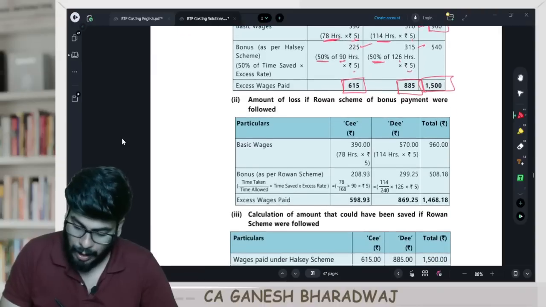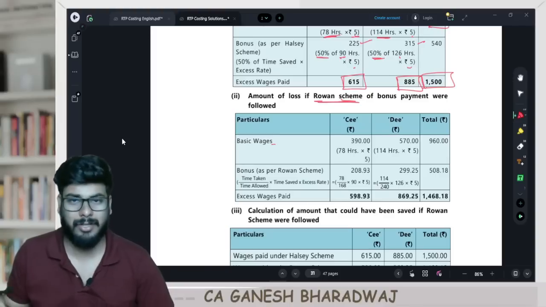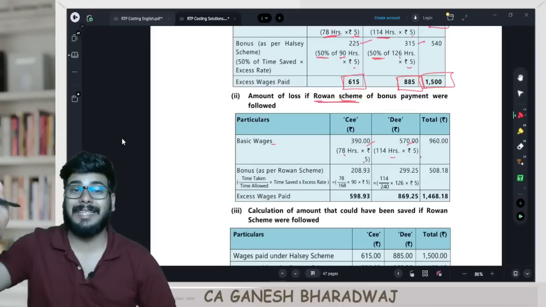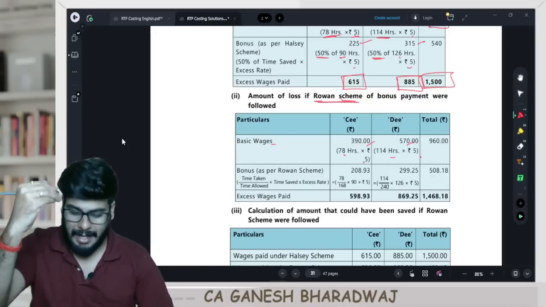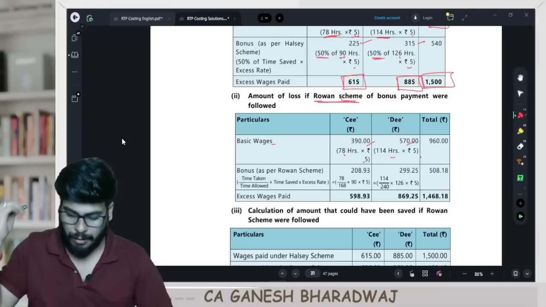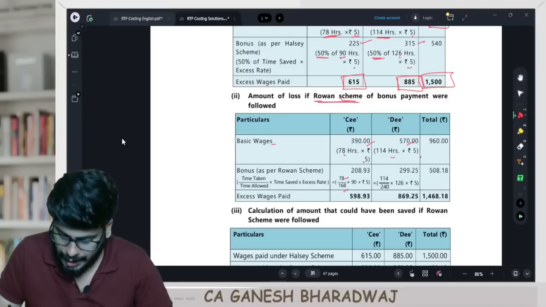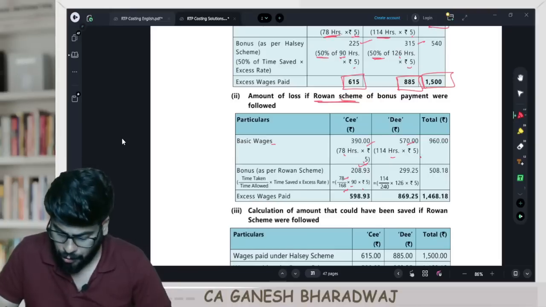Next, what is the amount of loss if Rowan was followed? If Rowan was followed, basic wages, no difference. 78 into 5, 114 into 5. These figures are the same, but the calculation of bonus alone will be different. How do you calculate bonus here? Time taken by time allowed into time saved into time rate. So here it's going to be 78 upon 168 into 90 into 5 rupees. That comes out to 208.95 or 208.93.